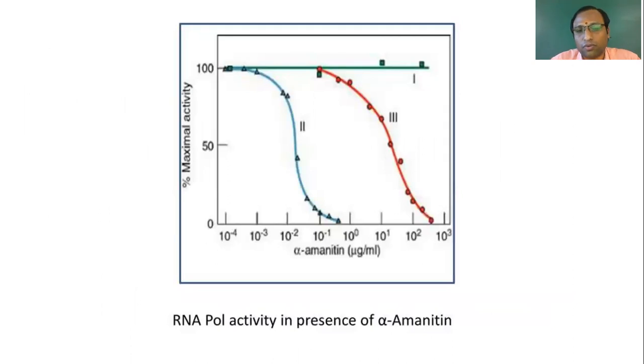So this is how RNA polymerase activity works in the presence of alpha amanitin. If you see the green color, the top one, this is about RNA polymerase 1. RNA polymerase 1 is insensitive, as we have said. Even at the 100 level, it is very straight, with no difference and no lowering. But at a concentration of 1 microgram per ml, it is decreasing in the first level itself.